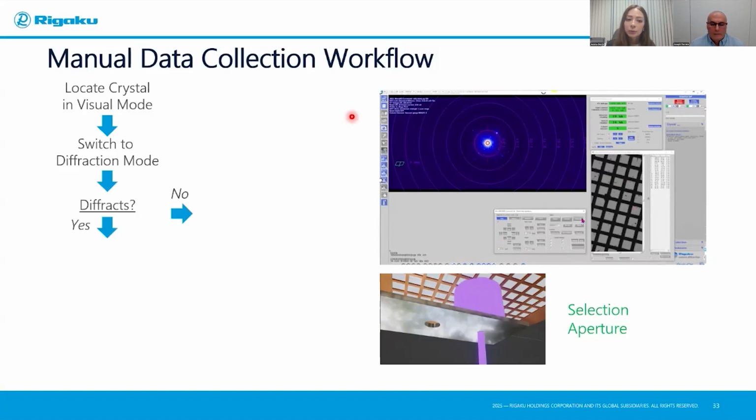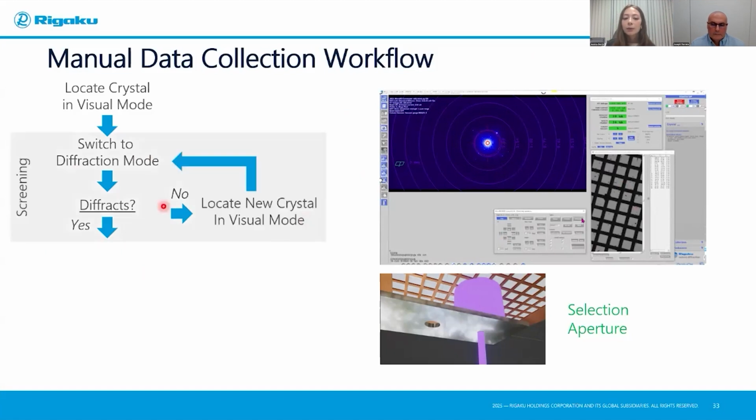And that moves us in this workflow to this point where we have our first decision tree, where we can decide whether our crystal diffracts well enough that we want to go on to collect another data set, or if it doesn't diffract very well, then we might want to locate a new crystal in visual mode and switch to diffraction mode and test this again. And I would say most of the time, depending on the quality of your sample, this is where you're spending the bulk of your time, is in this screening process, or just testing different crystallites to see if they diffract.